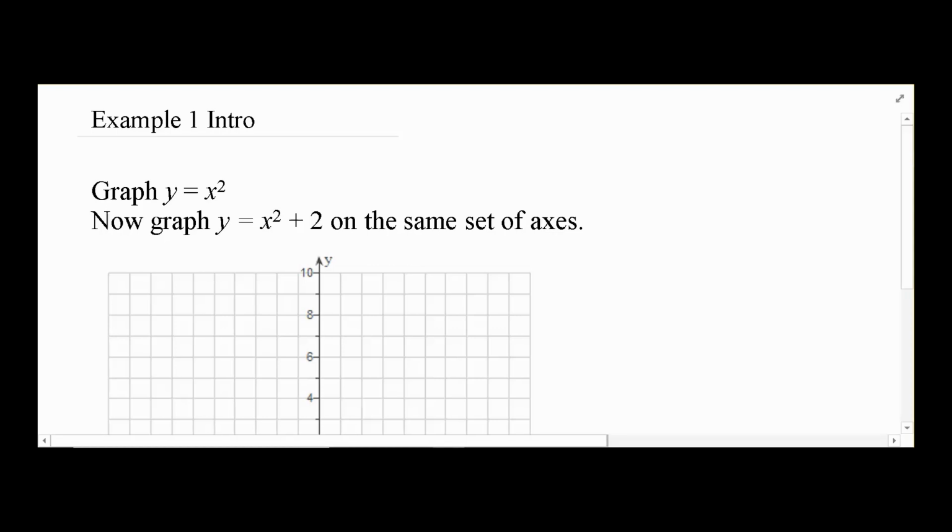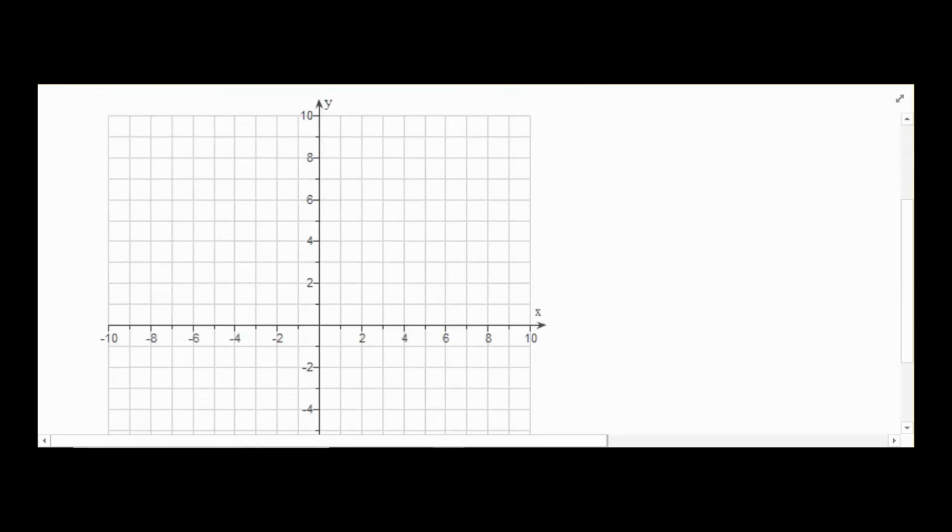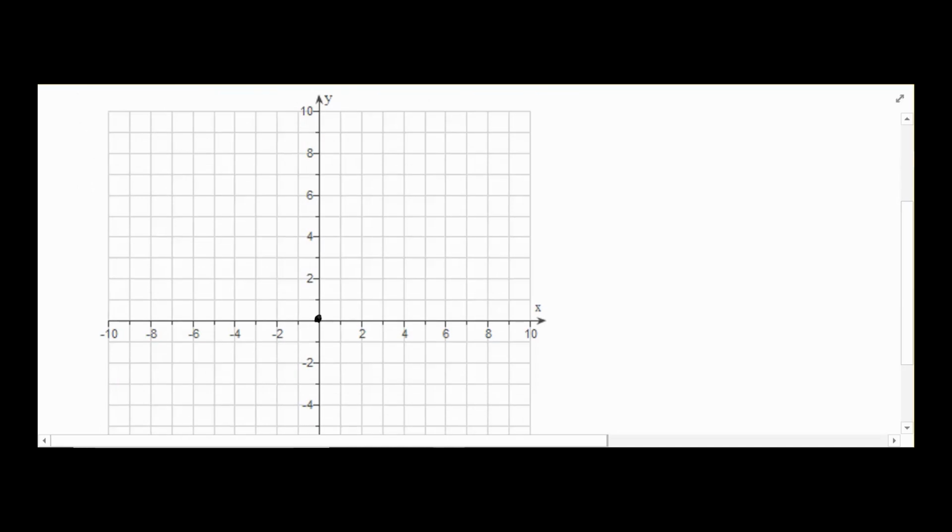So I'm going to use a couple different colors so we can kind of see what's going on. In black, I'm going to go ahead and graph y equals x squared. So for practice, remember that this is the parabola with the 1, 4, 9 rule. So as I take one step over from the vertex, I go up by 1. As I take another step over from the vertex, I go up by 4. And another step over from the vertex, I go up by 9. And this is what y equals x squared looks like.